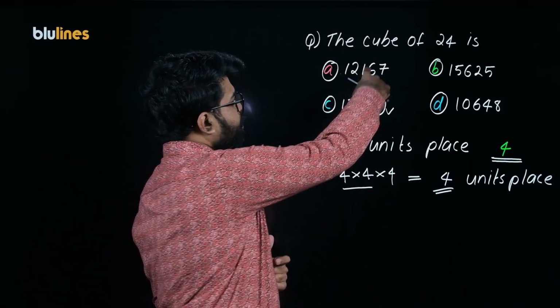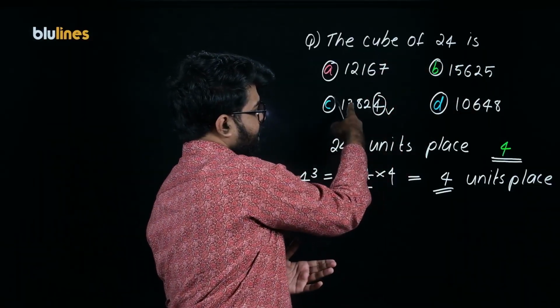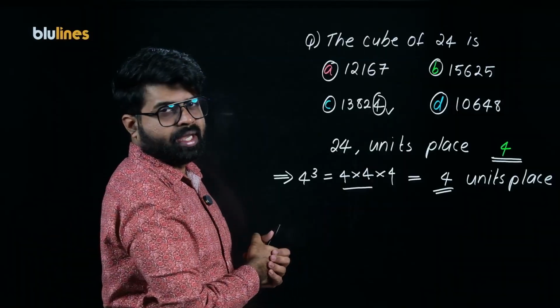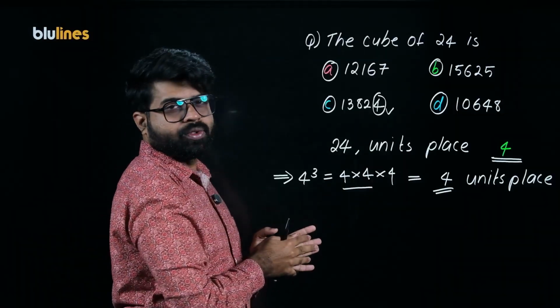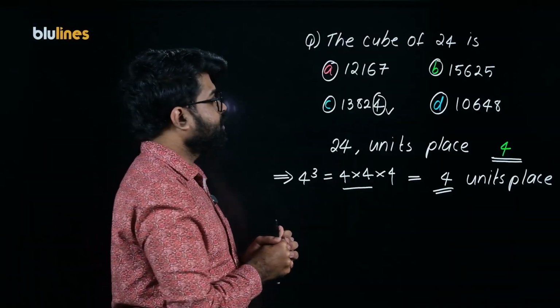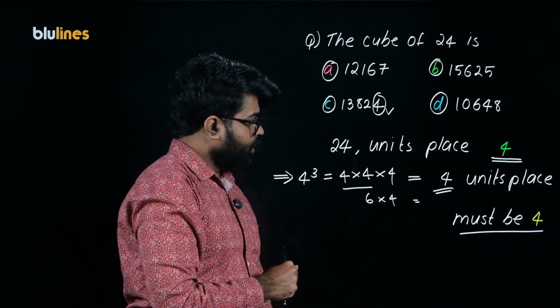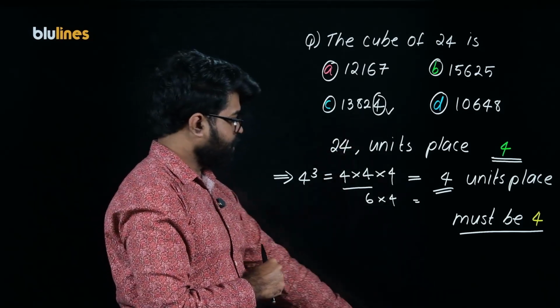So among them, which number has the units place equal to 4? You can see that it is 13824, and the rest of the numbers are different, not equal to 4. So the cube of that particular number must be 13824, whose units place is 4. So this is our option.